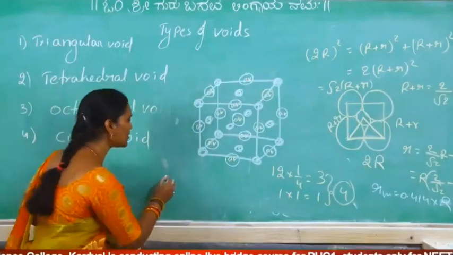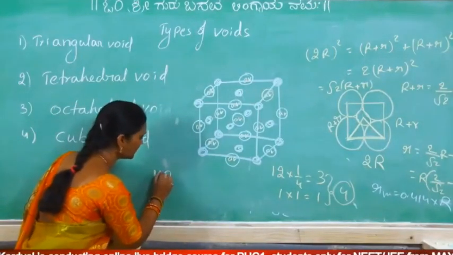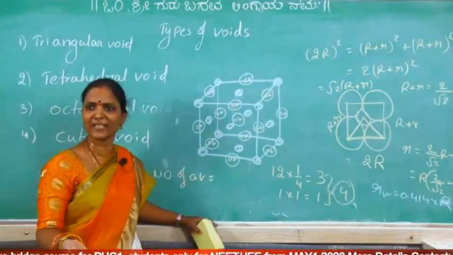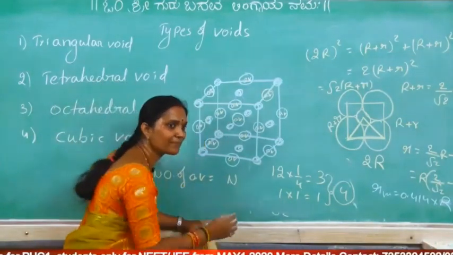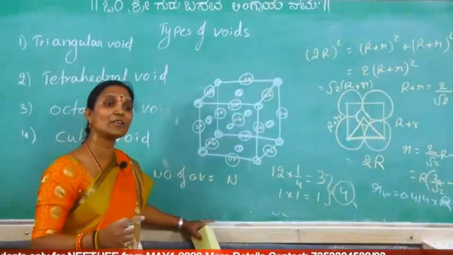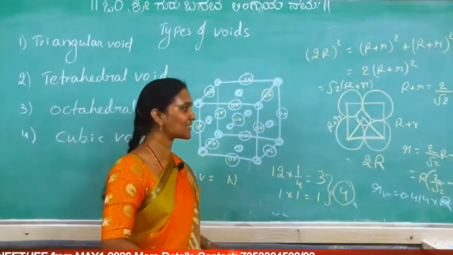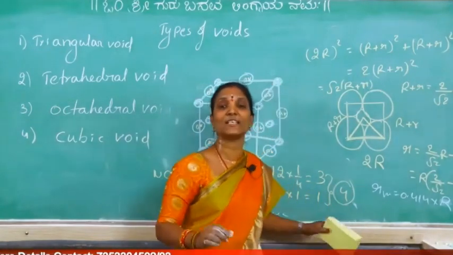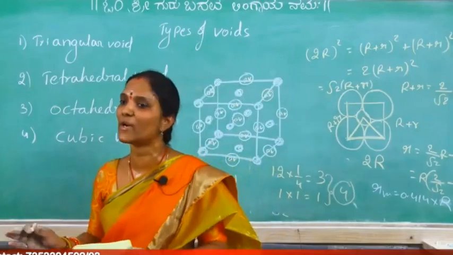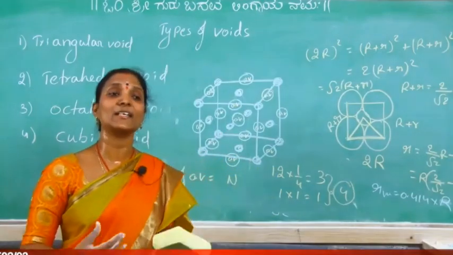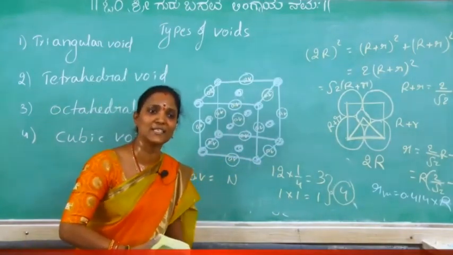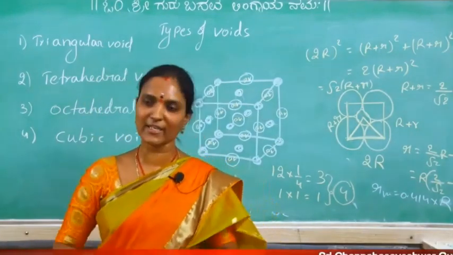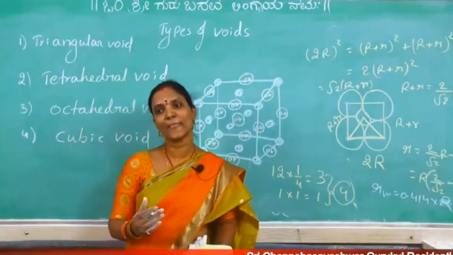So what is the formula to find the number of octahedral voids? It is equal to the number of spheres, which we can take as n. Yes or no? So the number of octahedral voids is equal to the number of spheres, and the number of tetrahedral voids is equal to 2 into the number of spheres. So in FCC, how many tetrahedral voids? The answer is 8. And octahedral voids? 4.